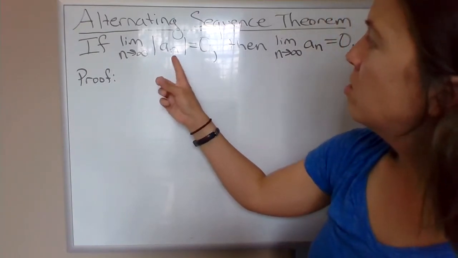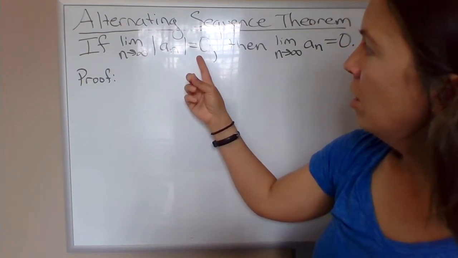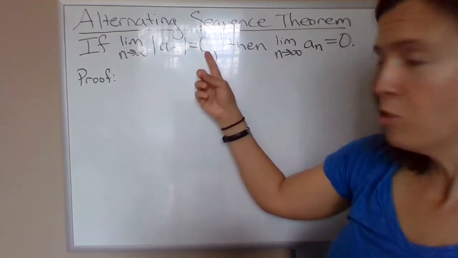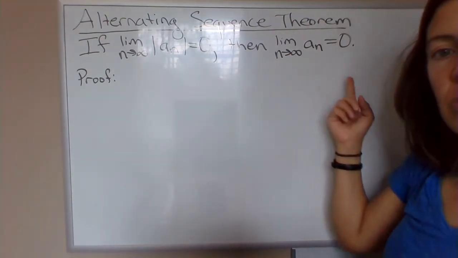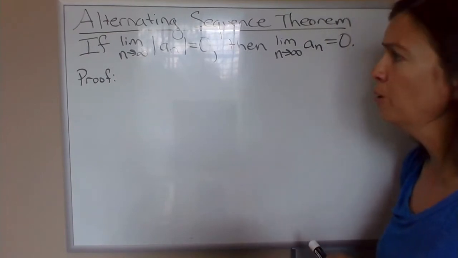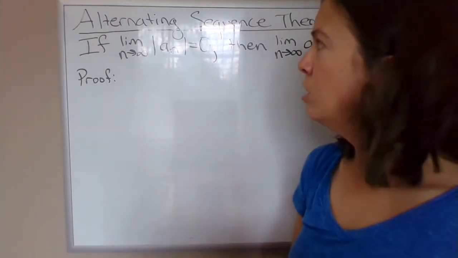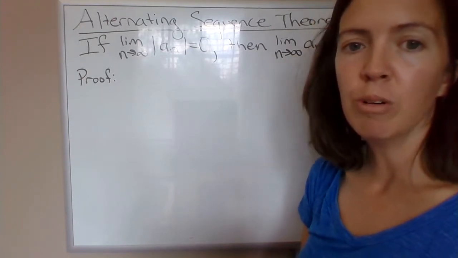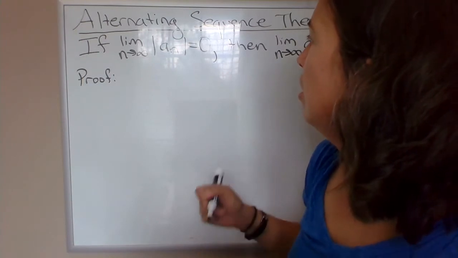The alternating sequence theorem says if you take the absolute value of every term in the sequence and that sequence of positive terms is approaching zero, then the limit of the original sequence is also zero. So the original sequence converges to zero. The proof of this is a nice application of the squeeze theorem for sequences, and so I wanted to show that here.